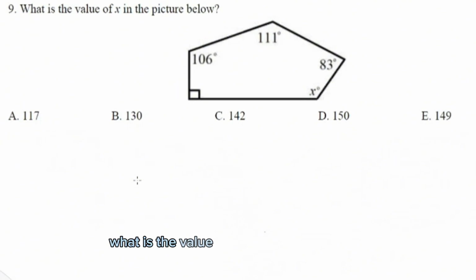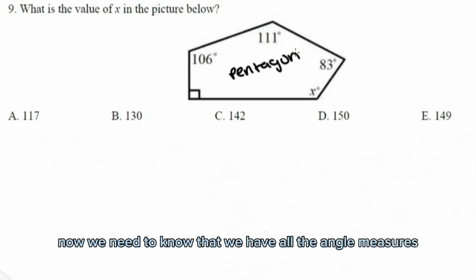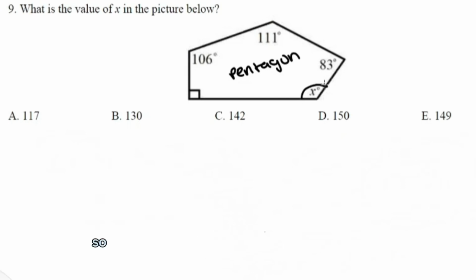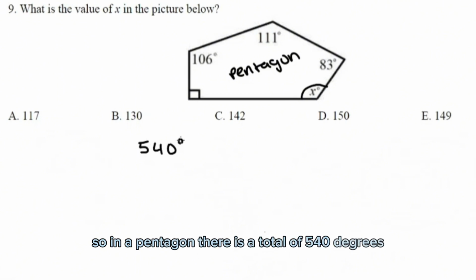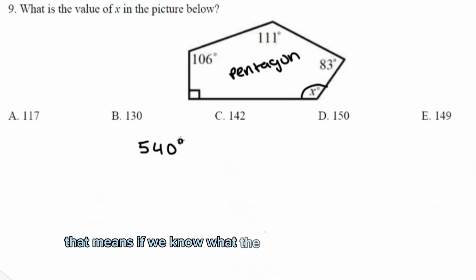Next, what is the value of x in the picture below? Alright, so we first need to identify what this shape is. This shape is a pentagon. Alright, now we need to know that we have all the angle measures except for x. So, in a pentagon, there is a total of 540 degrees. That means if we know what the other 4 measures are, we can just find what the x measure is.